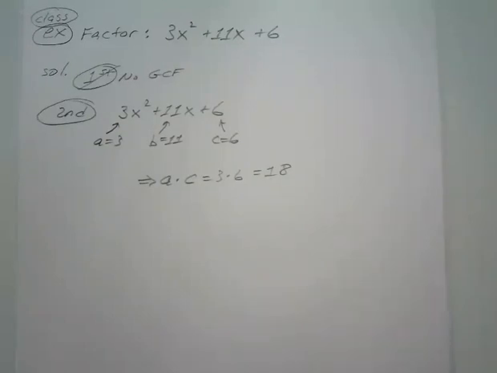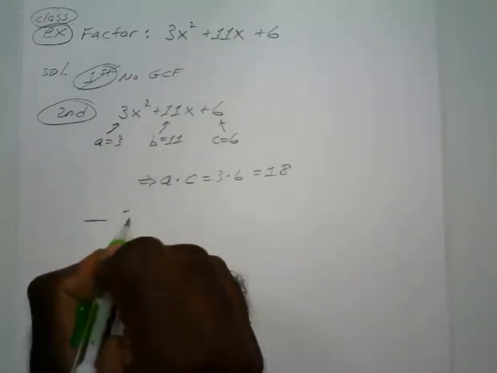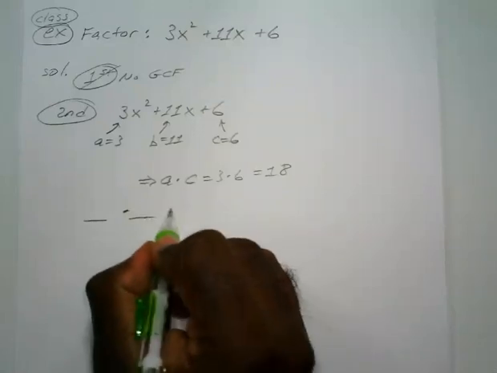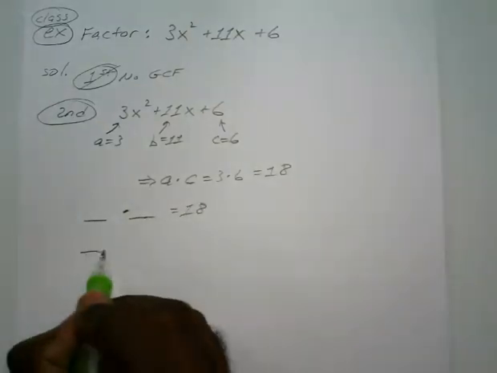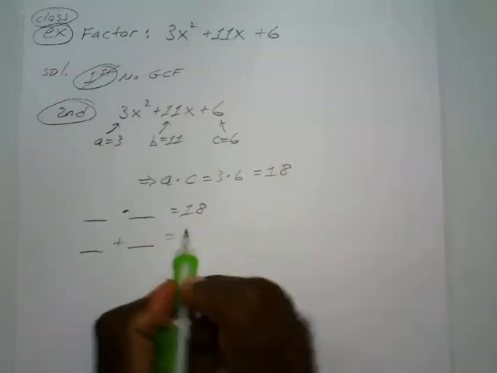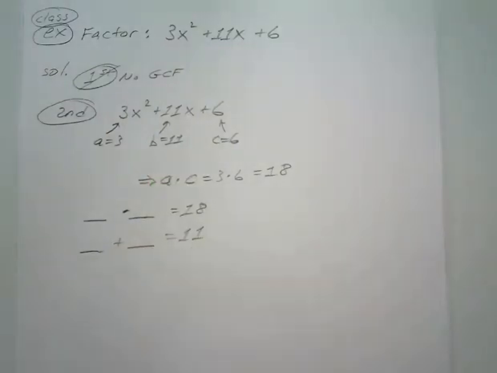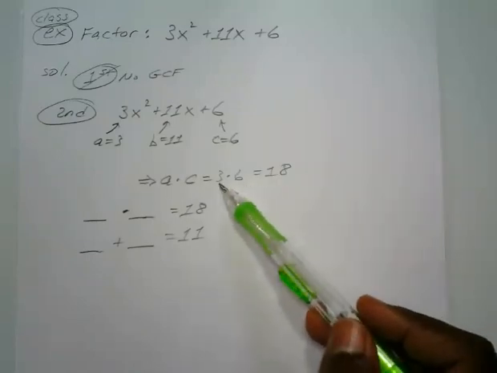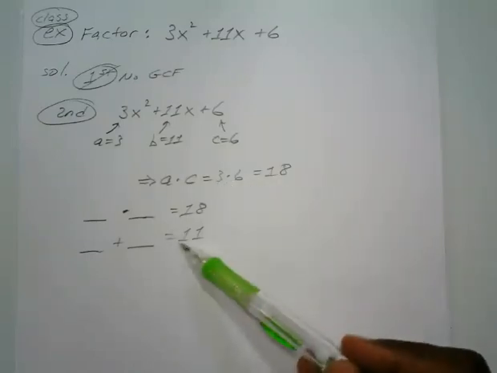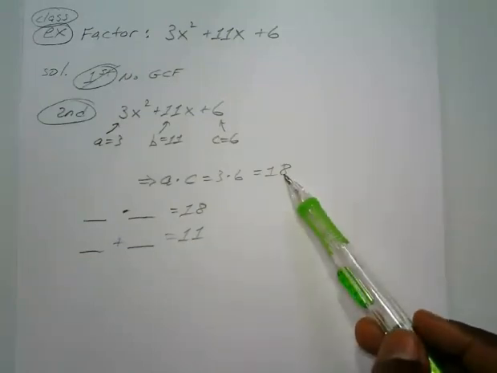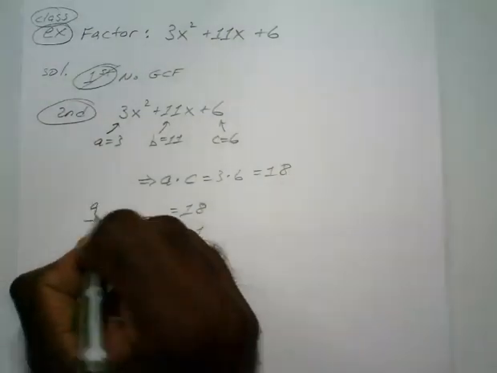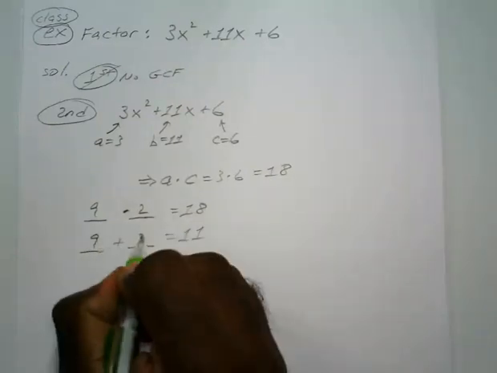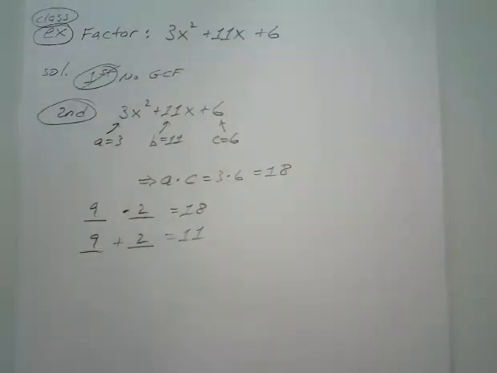Okay, so that means we have to find two numbers that multiply to equal 18, and those same two numbers add to equal your b value, which is 11. So we just have to figure out what makes that work. So we could try 6 and 3. Well, 6 plus 3 is 9, which wouldn't match up there. So we can try 9 times 2. 9 times 2 is 18, and 9 plus 2 is 11. Okay, so we figured that part out.